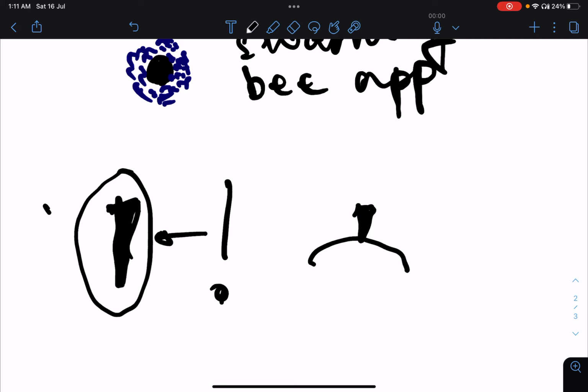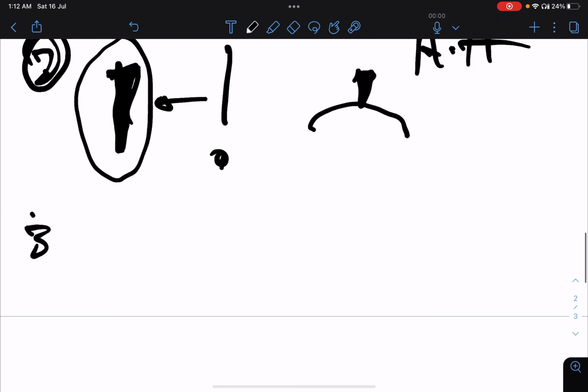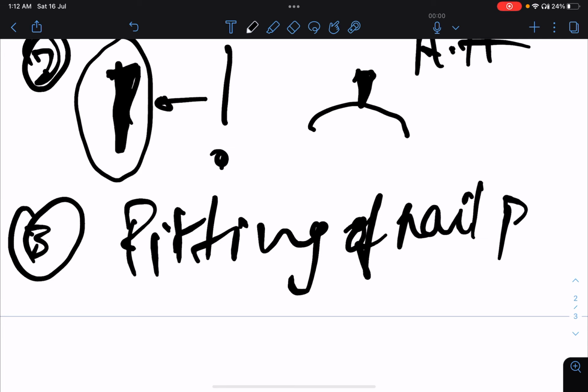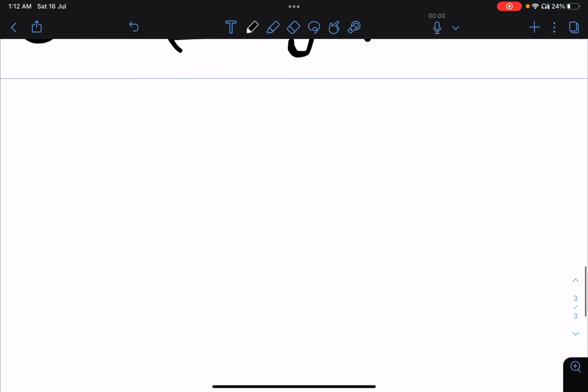And another very important sign: this is your first sign, the swarm of bees appearance, and your third sign is going to be something which we've seen in lichen planus as well. But obviously here there is geometrical pitting, pitting of the nail plate. So again, something to keep in mind is alopecia areata.